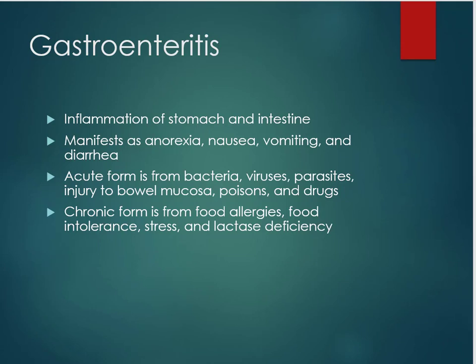So gastroenteritis is defined as inflammation of the stomach and intestine. It can be seen with side effects of anorexia, nausea, vomiting, and diarrhea. Acute forms may be caused by bacteria, viruses, parasites. You may have an injury to the bowel mucosa. It can also be caused by drugs and exposure to poisons. And in its chronic form, it can be caused by food allergies, food intolerance, stress, and lactose deficiency.